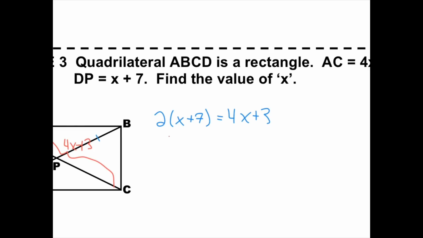So it looks like I'll have 2x plus 14 equals 4x minus 13. I don't know where I got that 4 from. Minus 13. Sorry, guys.